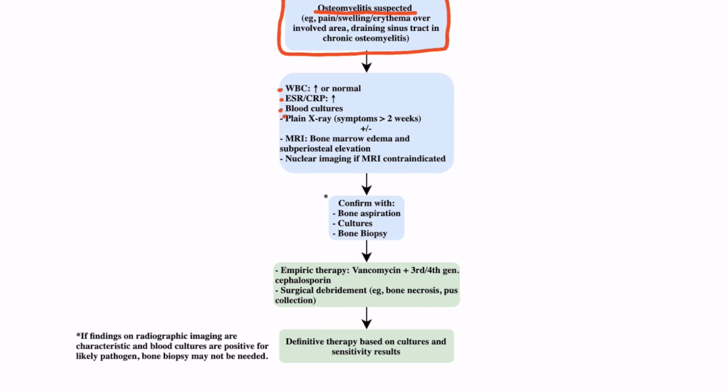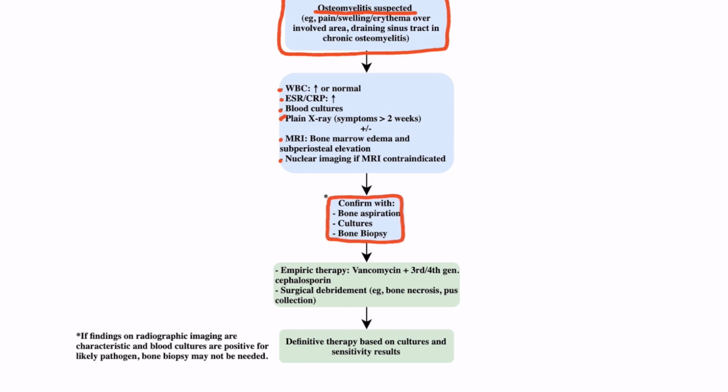A plain X-ray is appropriate if the patient has had symptoms for more than 2 weeks. However, if the patient has had symptoms for less than 2 weeks, an MRI is the imaging of choice. Typical findings are bone marrow edema and periosteal elevation. If there is a contraindication to an MRI, such as the presence of metal hardware, then nuclear imaging is an alternative choice.